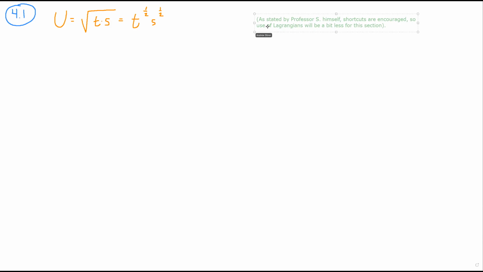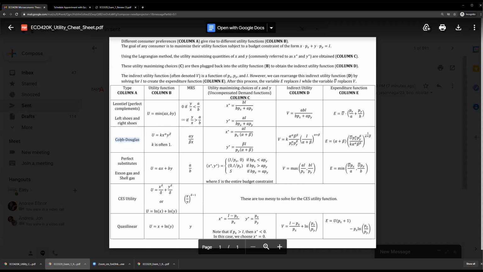As we get started, I'm going to be using it for this very problem, number 4.1, because this is a Cobb-Douglas utility function. So this is Cobb-Douglas. And because it is, I can get very quick answers to optimal values for T and S. Just in case you don't have that open, here's what it looks like, Cobb-Douglas.